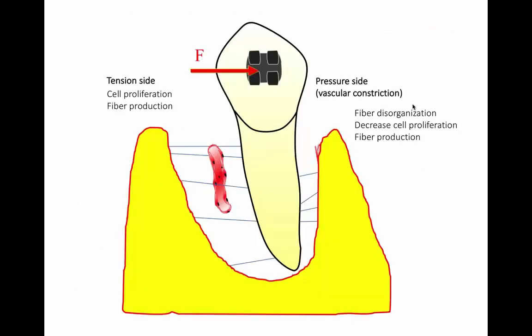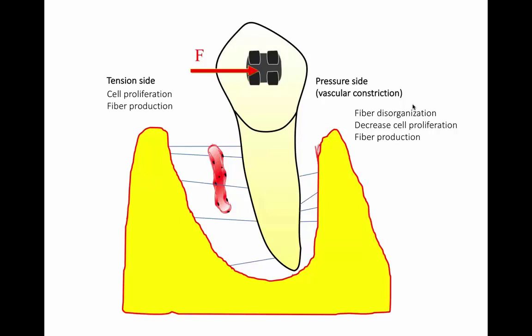So this schematic drawing will show you how, as force is applied to your right, the left side of the tooth, the side away from which the tooth is moving, will be what we call the tension side. On that side, there will be cell proliferation and fiber production. In other words, a backfilling of bone tissue and fibrous tissue as the tooth moves away from that.